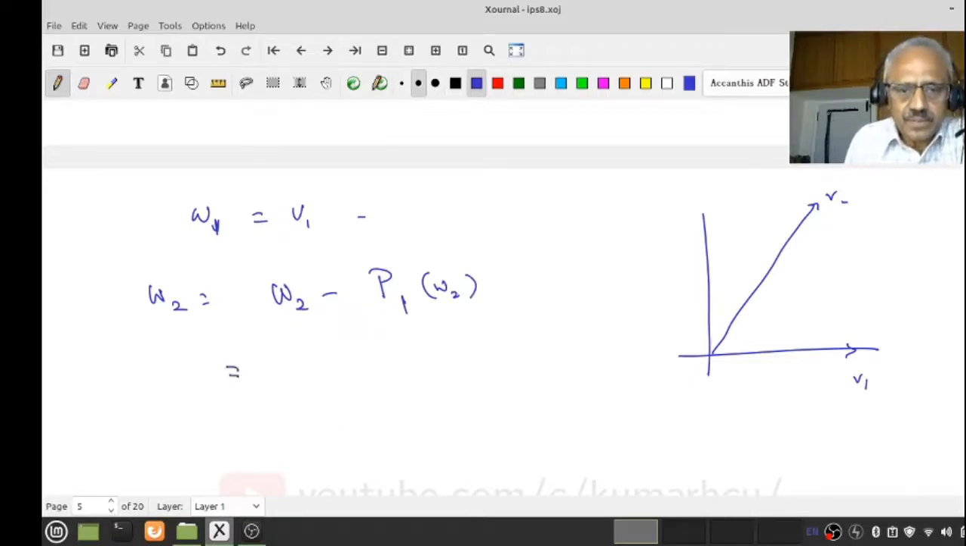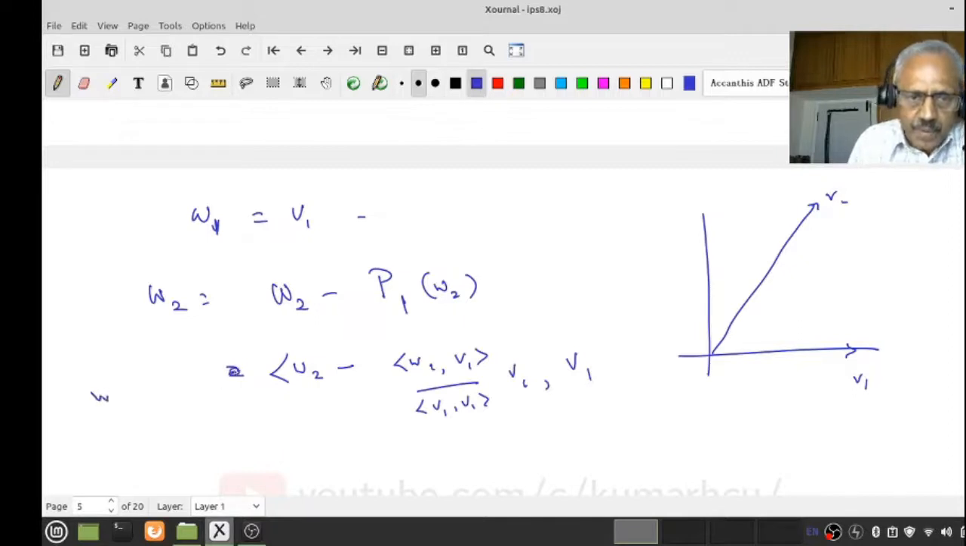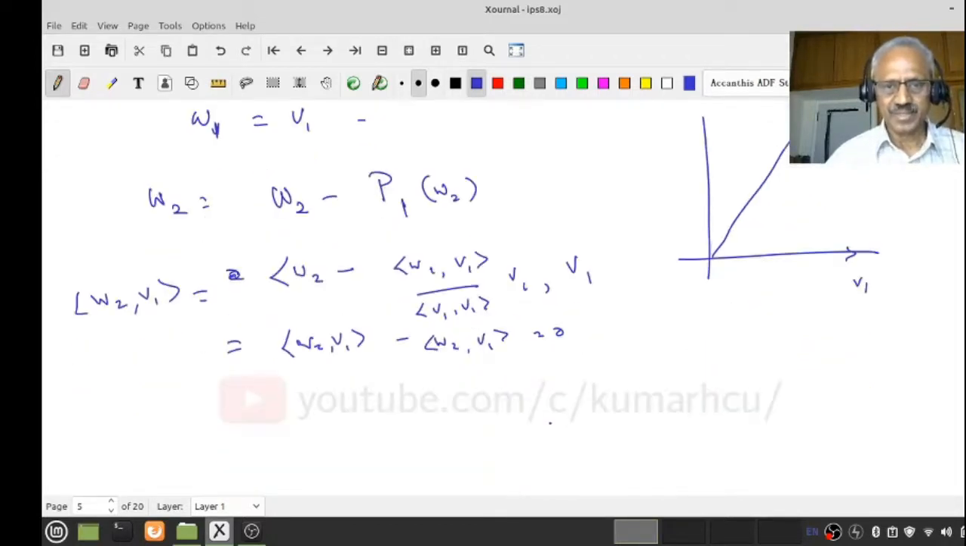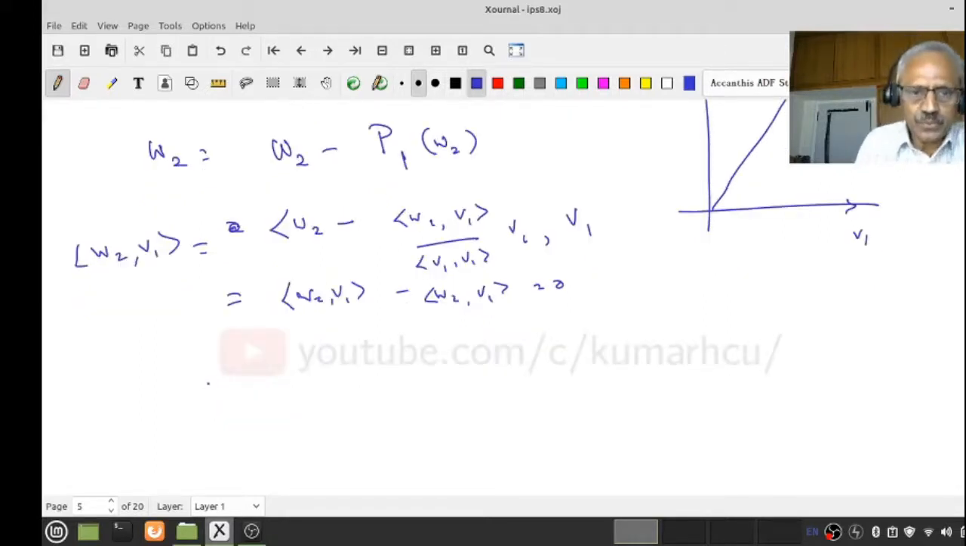just in case you had forgotten, this is w2 minus the inner product of w2 and v1, by the inner product of v1 and v1, times v1. The inner product of w2 and v1 will be w2 v1 minus w2 v1, therefore it's 0. Did I use a real inner product or a complex inner product? Neither, because we have checked this for any inner product, be it real or complex. Is that clear? So I got a w2.